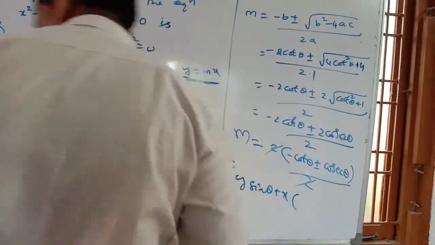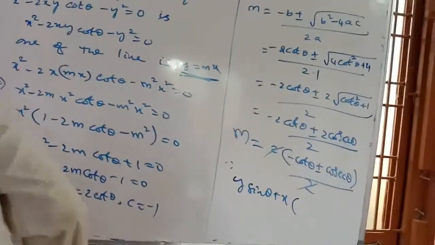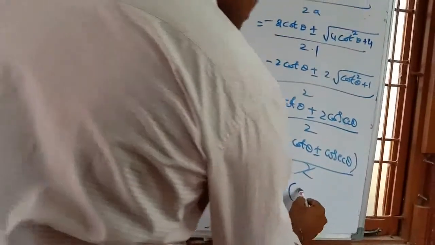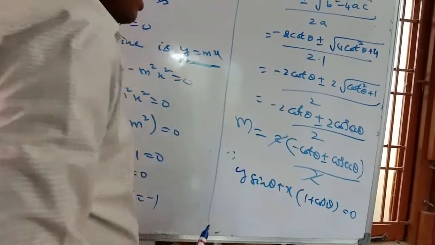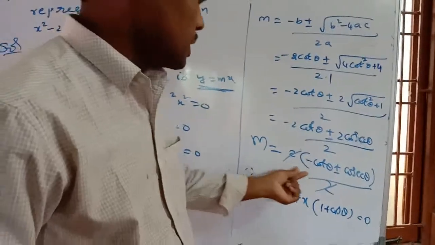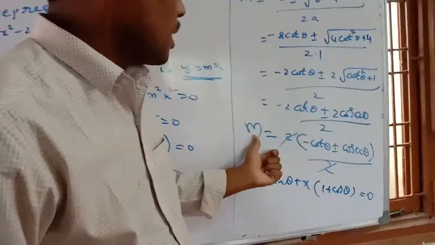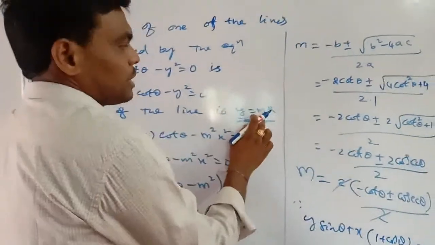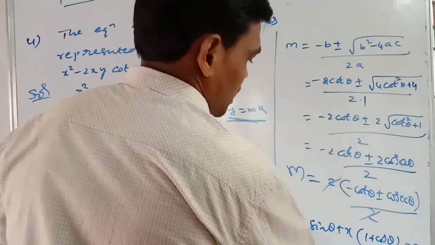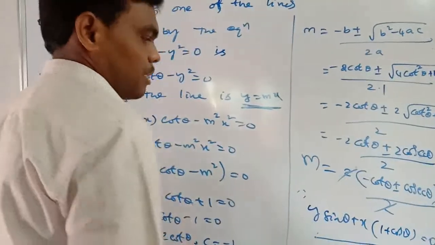y sin theta plus x into (1 plus cos theta) is equal to 0. Okay, you understood? Now here m is equal to minus cot theta plus or minus cosecant theta. Now substituting the values, we get the required line.